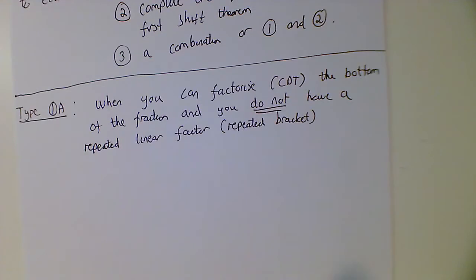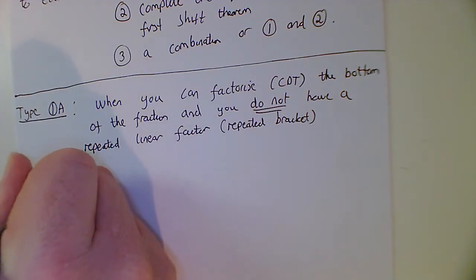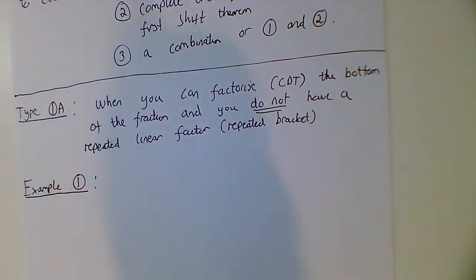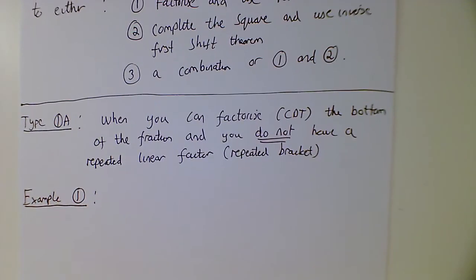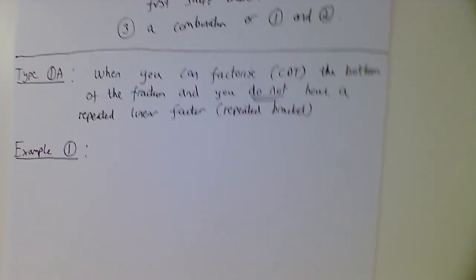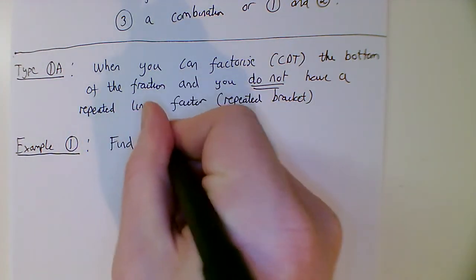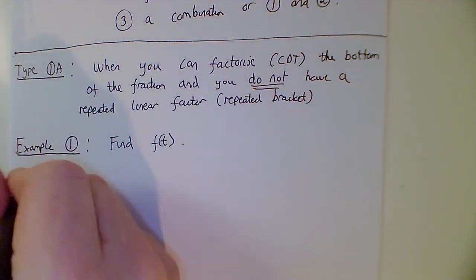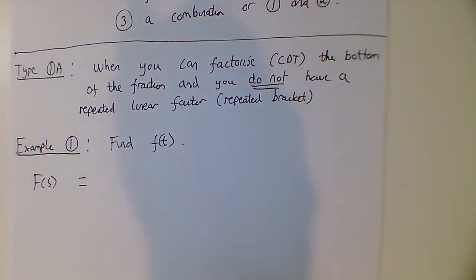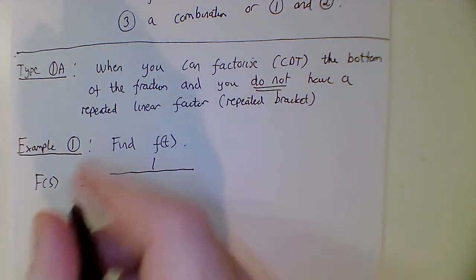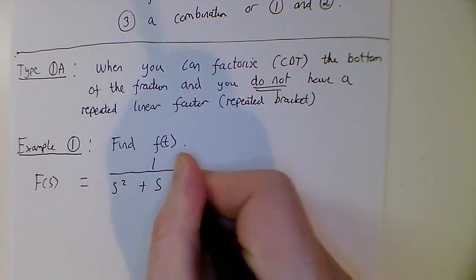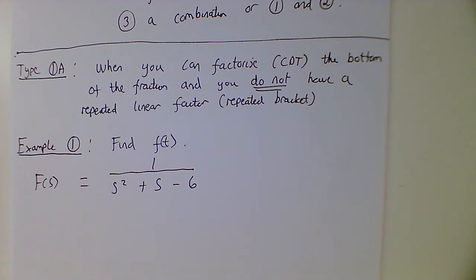Right, so let's do an example. Example 1: find f of t, where f of s equals 1 over s squared plus s minus 6. So it's asking you to find the original function. That's the Laplace transform, and it wants you to find the original function in t.